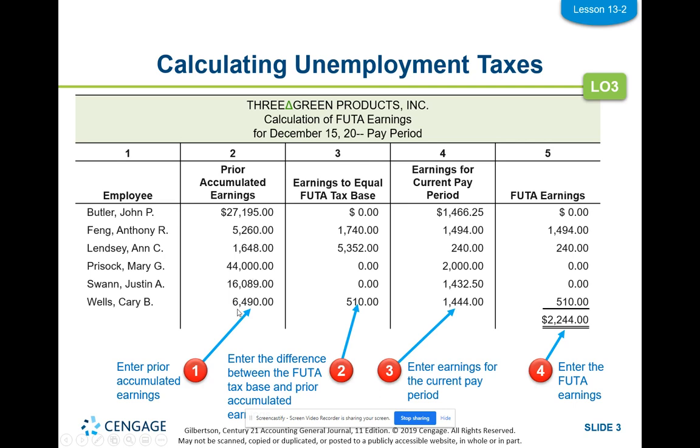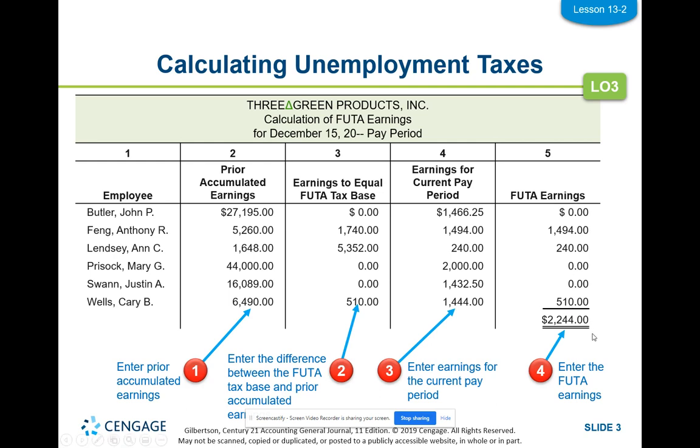Mary was already over. Justin was already over. And then for Carrie, let's look at Carrie. He had earned $6,490 so far. We still needed to pay on the next $510 of his earnings. This pay period, he earned $1,440. Well, this number is more than the $510 that we had to pay on. So we're just going to pay on the $510. We don't have to pay on his total amount that he earned. We only had to pay on the $510. And then during the next pay period, we won't have to pay any more federal unemployment tax for Carrie.